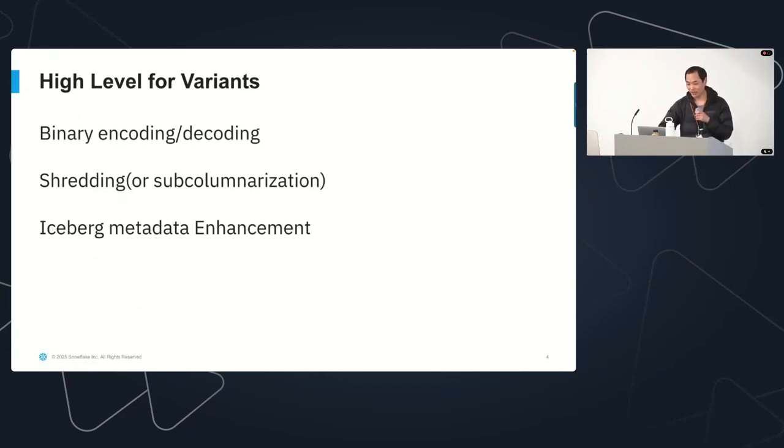The third area is metadata enhancement. Of course, these are high-level things, and we have way more around Iceberg. For example, if you want support in Parquet, you have to add the types in Parquet or in Avro.